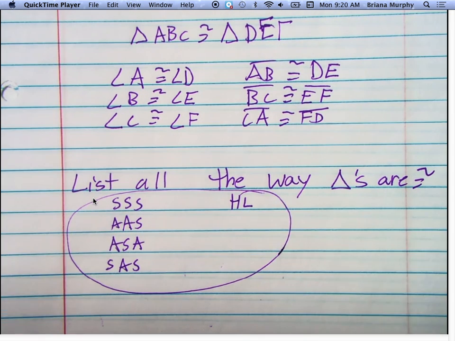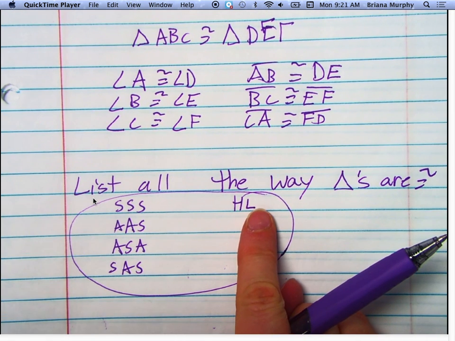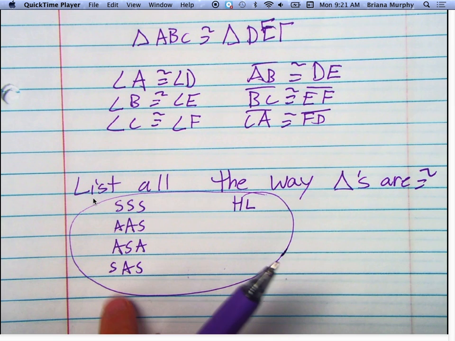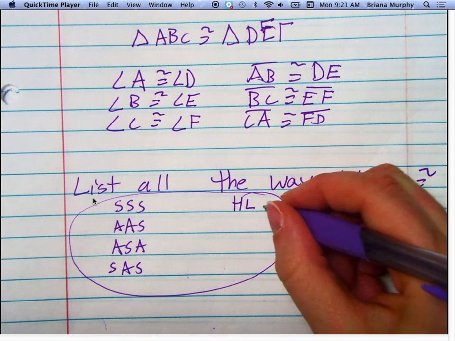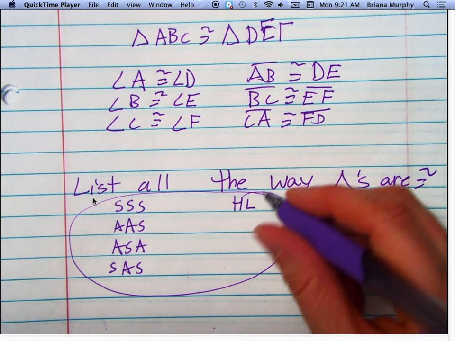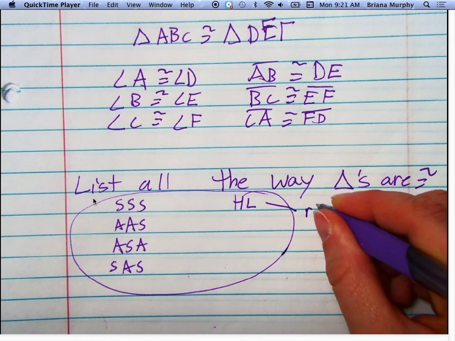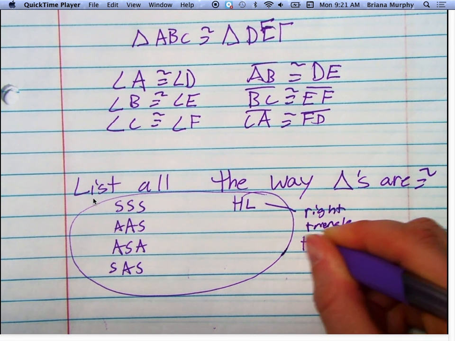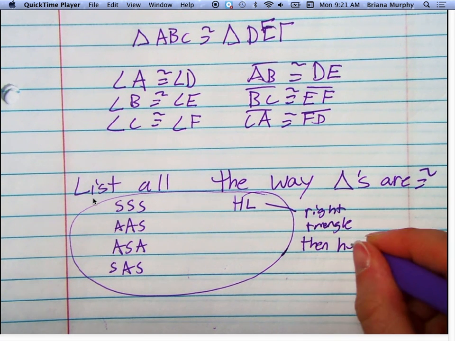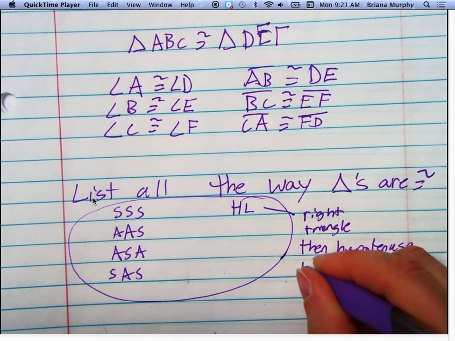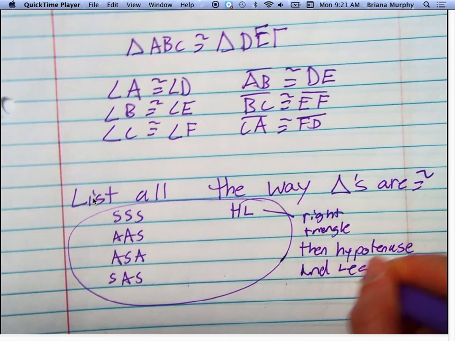Okay, remember that side, side, angle only works if it's a right triangle. Only works if it's a right triangle. We proved that on Friday. Okay? So these are your possibilities. You have to have 3 things for everything, including, I know hypotenuse leg says there's only 2, the hypotenuse and the leg, but remember it has to be a right triangle. Then you need hypotenuse and leg. All the rest, you need those 3 things.